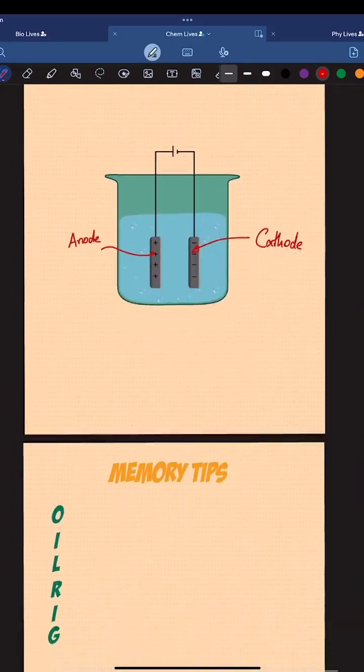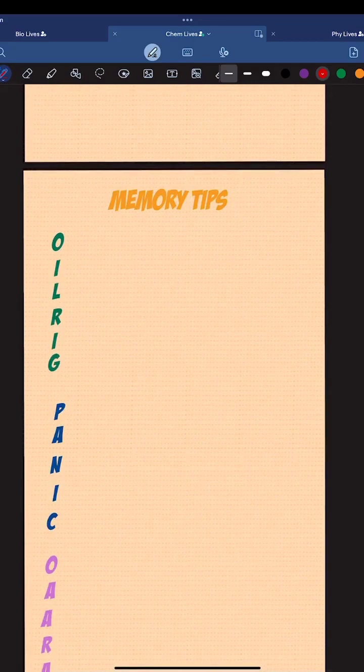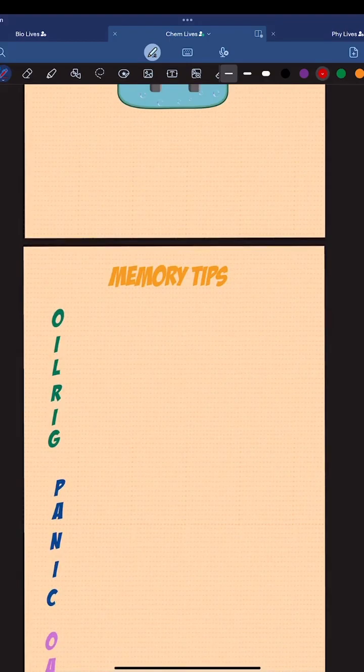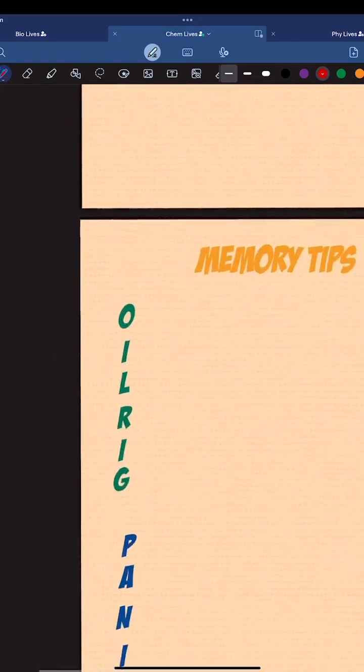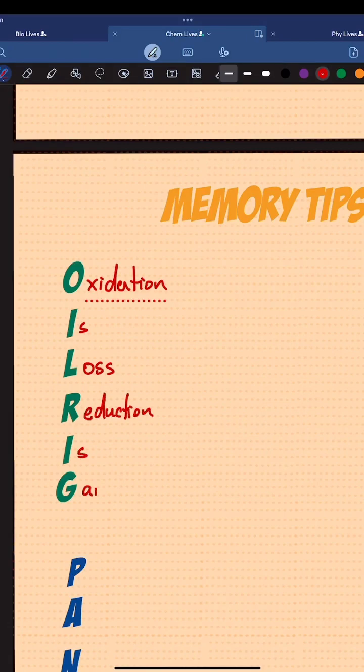Okay, so to remember that, there's three things we can use in electrolysis that help us remember things. There's OIL RIG, which is probably the most common one that you learn, there's PANIC, and there's ORAC. We'll come back to the bottom one in a second. Does anyone know what OIL RIG stands for? Oxidation is loss and reduction is gain. So that's handy to remember the definitions of oxidation and reduction. So what we're talking about is a loss and gain of electrons.